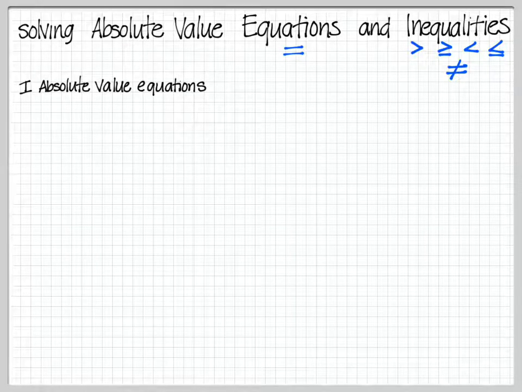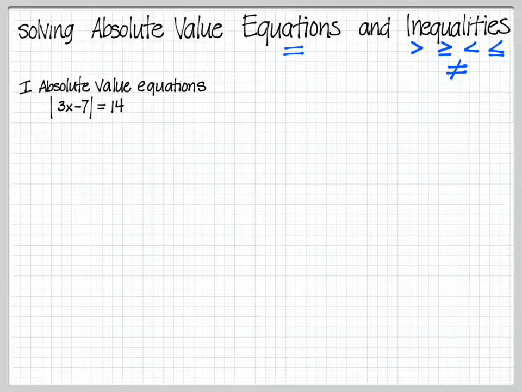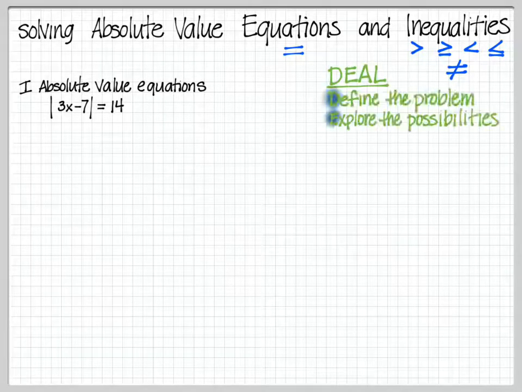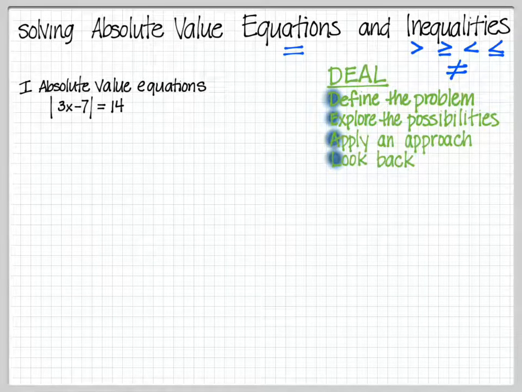The first part of the lesson is going to be on equations. So we have this statement here: the absolute value of 3x minus 7 is equal to 14. I want you to think about the poster we have on the wall that talks about how we deal with a problem. The first step is we need to define the problem, then we'll explore the possibilities, then we'll apply an approach, and then we need to look back to make sure that what we've done makes sense.